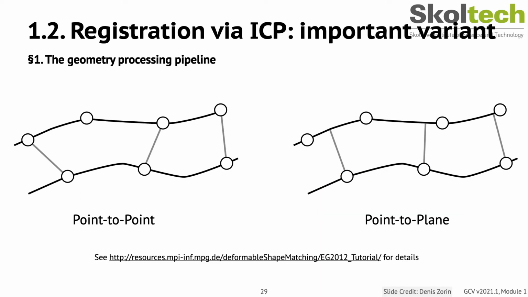Another variant of ICP considers aligning not points to points, but points to planes by finding a nearest neighbor that lies somewhere in between the 2 points. This can be useful, for example, for aligning a point cloud to a mesh or a depth image to a parametric surface.